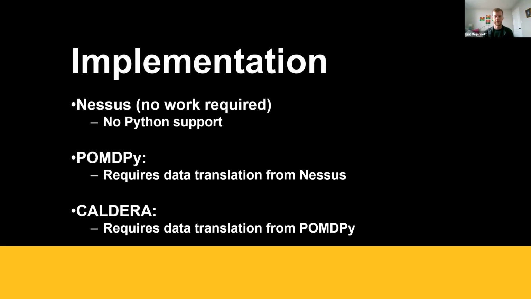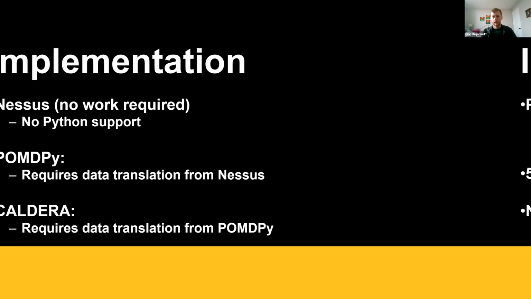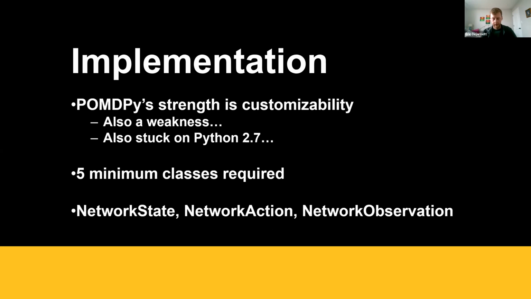But again, nothing can be done about it. For taking the input from Nessus and putting it into PomDPy, we did have to do a little bit of data translation and XML parsing, but that's fairly straightforward. That was a Python script, and it wasn't very complicated. And then for getting the policy that PomDPy generates to Caldera, that required a little more data translation, which again, nothing really complicated. But I'm going to talk a bit more about PomDPy, because that was the bulk of what I did.